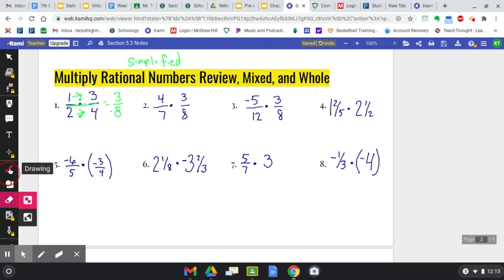Simplified form means that there are no common factors where I can reduce it. Let me give you an example. 1 over 2 is the same as 3 over 6, 4 over 8, 50 over 100. These are all the same, but this one is in simplest form and cannot be reduced.